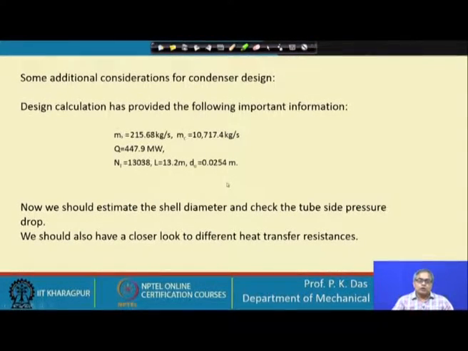will be 0.0254 meter. So, for this shell and tube heat exchanger, I would like to remind you for recapitulation, that water as coolant is flowing through the tube side and steam is condensing over the tube, and this is a very large condenser for a power plant of high capacity. Now, we should estimate the shell diameter and check the tube side pressure drop. We should also have a closer look at different heat transfer resistances.